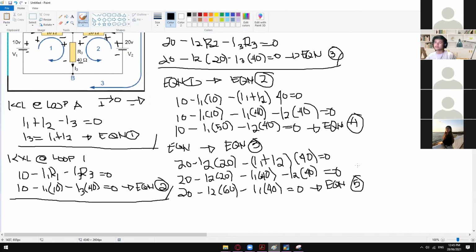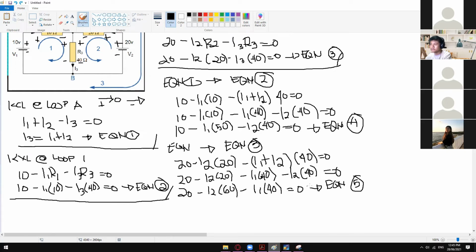Okay. So were you guys able to follow up to this point? So for the equation number 4, I just simply replace the I3 with I1 plus I2, right here. And then just simplify and combine the similar terms. And then you will get this one as your final equation for number 4.